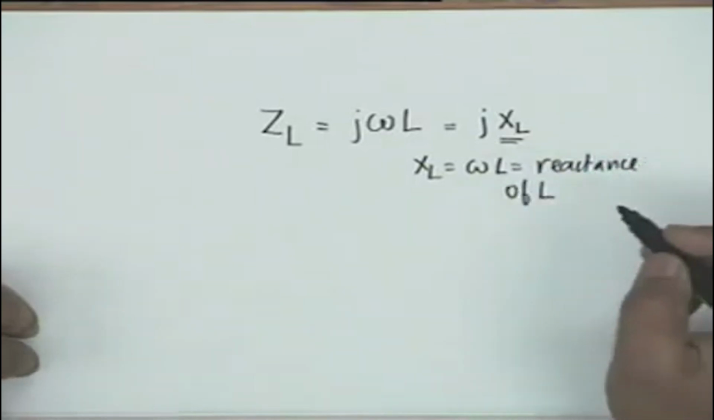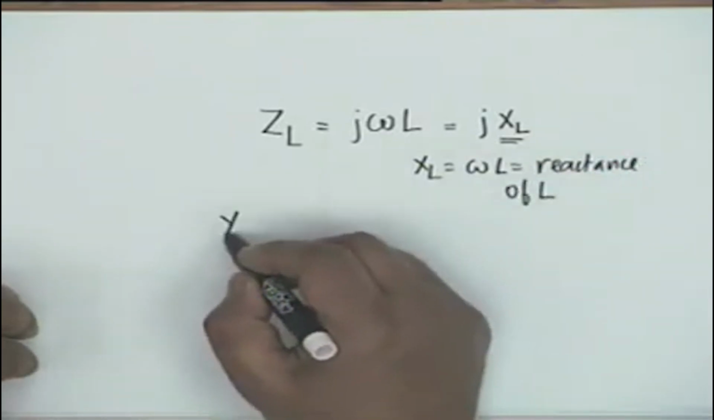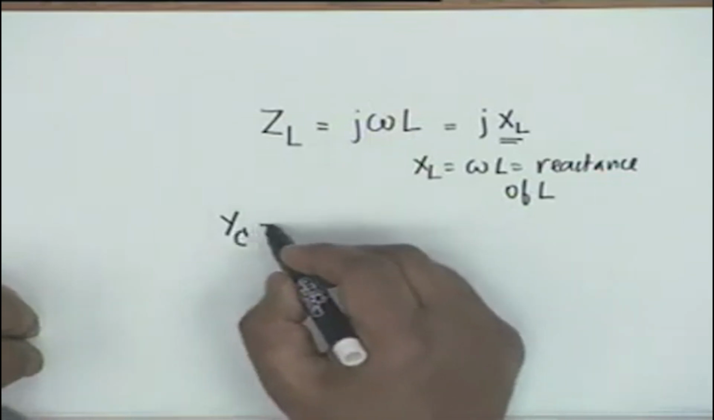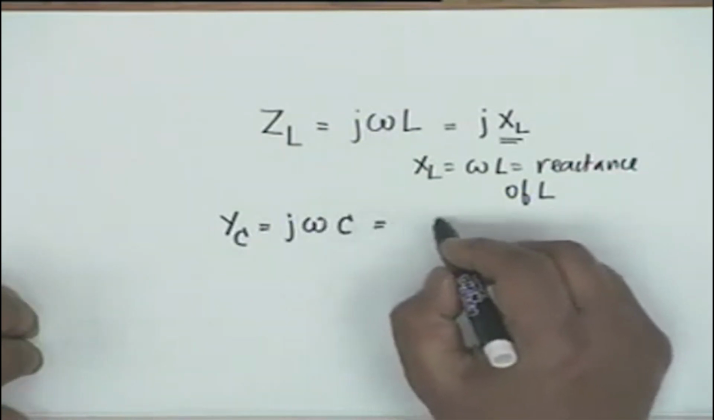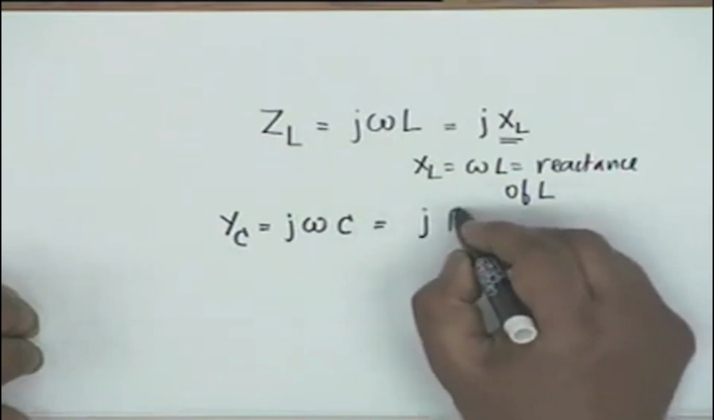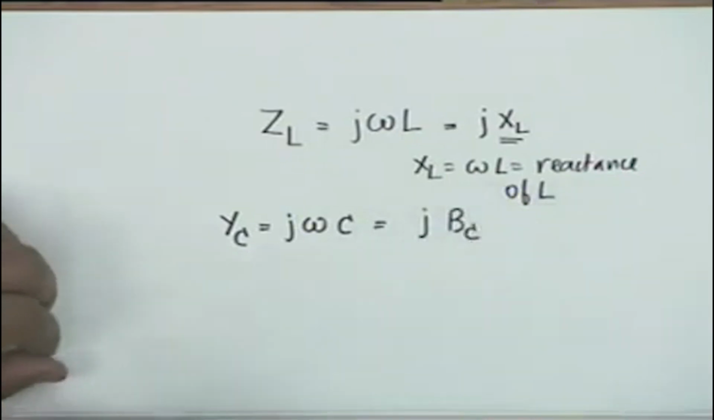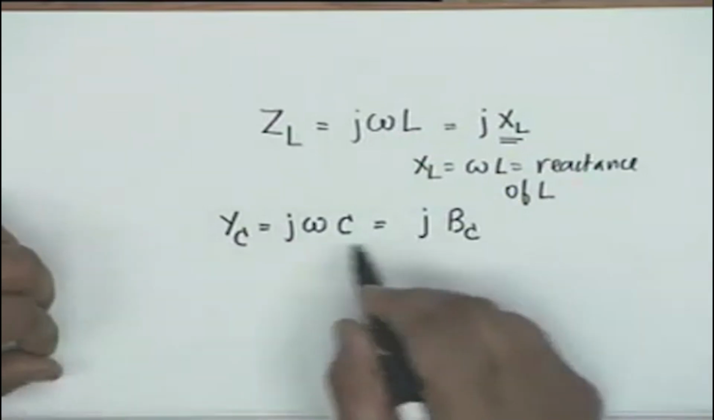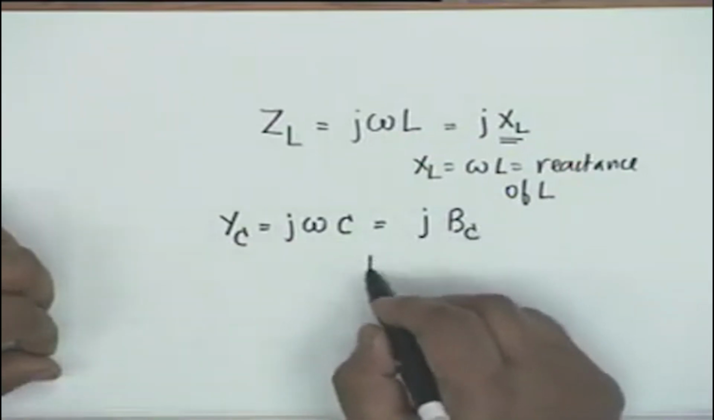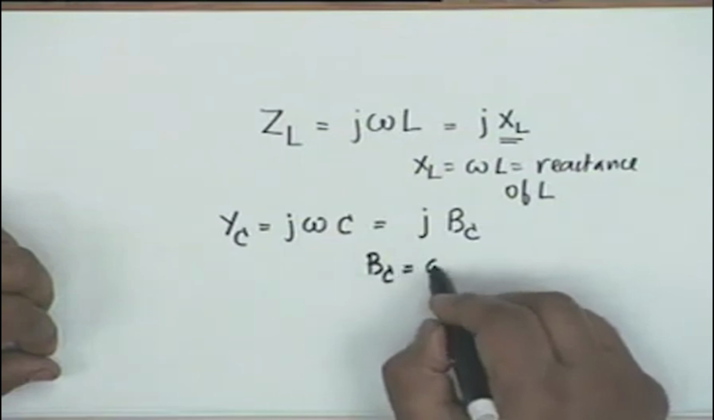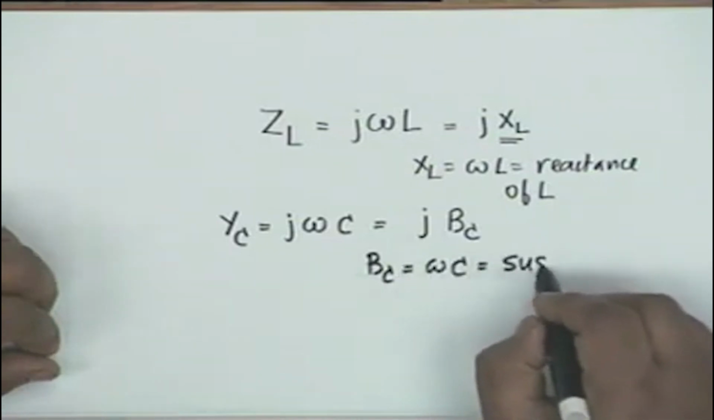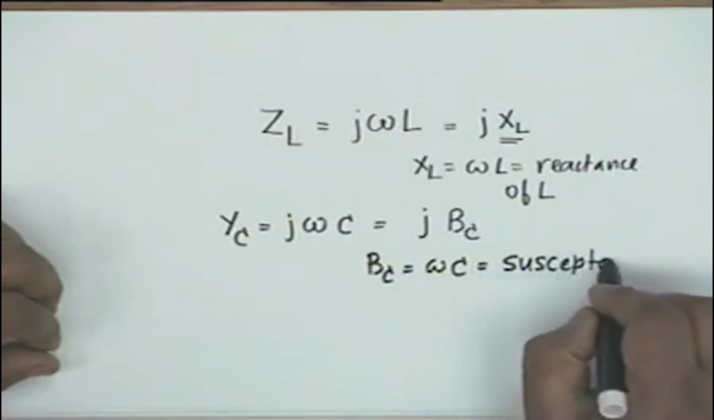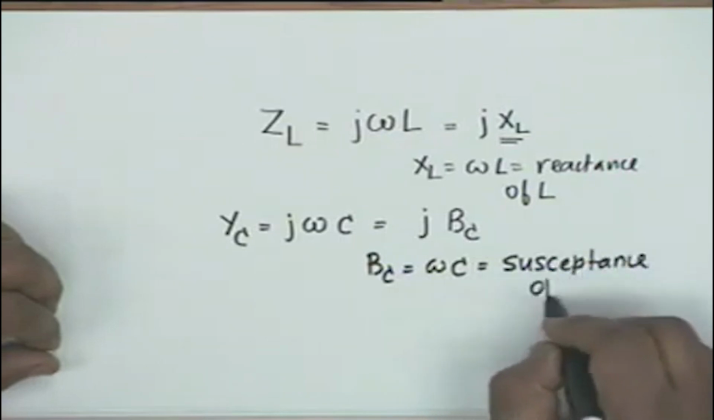Similarly, when we write YC as equal to j omega C, I write this as j BC, j times a real quantity, where BC is equal to omega C, and this is called the susceptance of C, susceptance, all right.